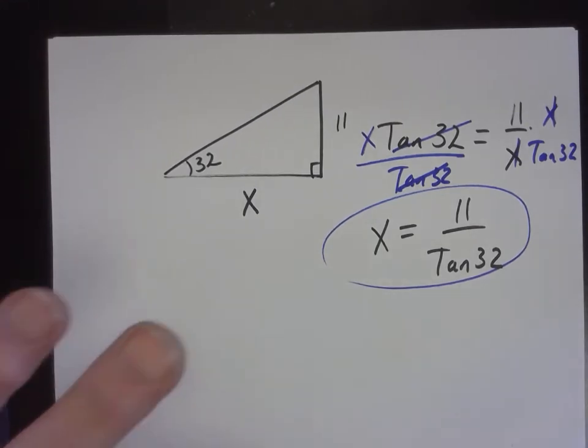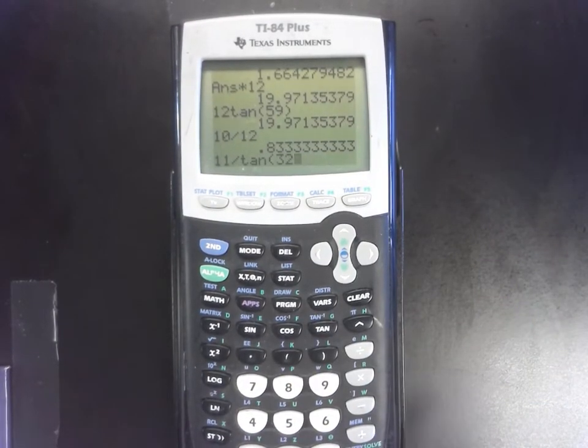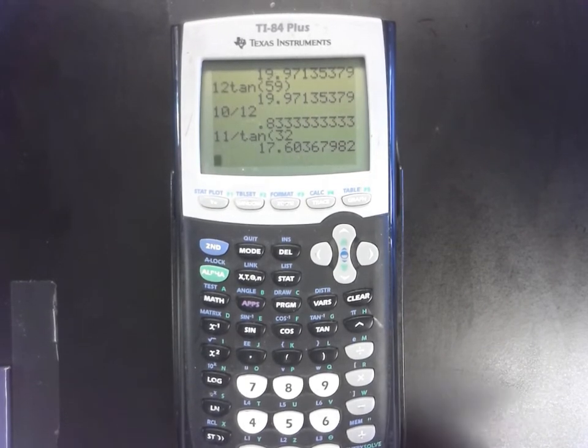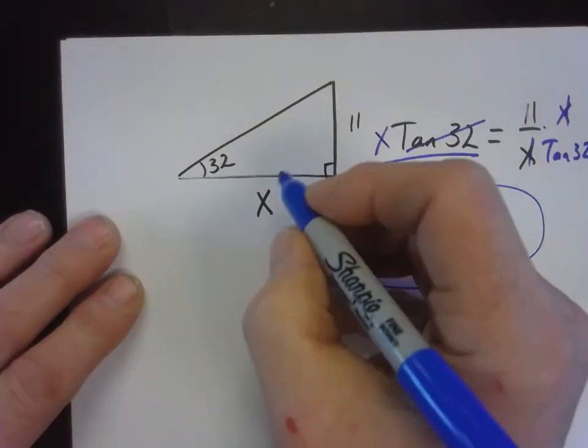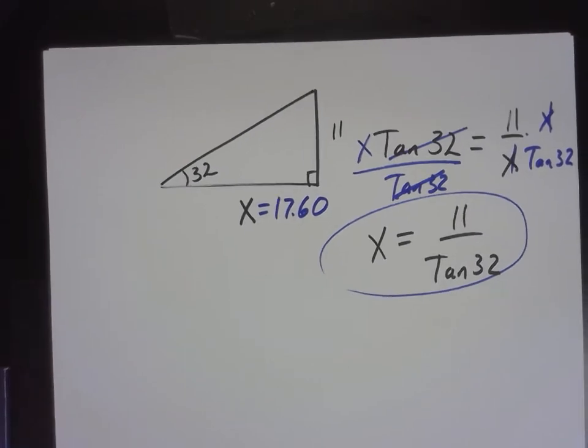So now I have 11 divided by the tangent of 32. The calculator knows tangent first, then division. And it's 17.60. So read the instructions. It might ask you for answers to 1 decimal. It might ask for answers to 2 decimals.